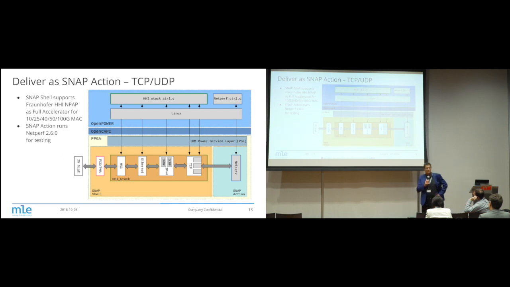And obviously you can go all the way and turn this entire full accelerator for networking traffic into a SNAP shell, so users can just bolt on to a streaming AXI bus their user logic in the form of a SNAP action, like in this particular example, NetPerf.